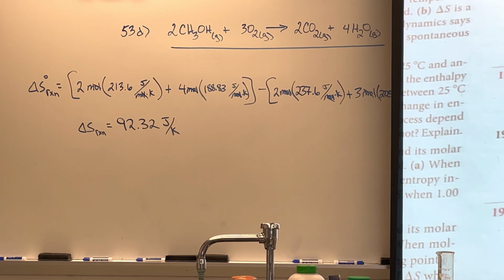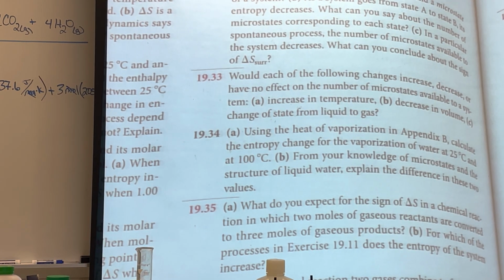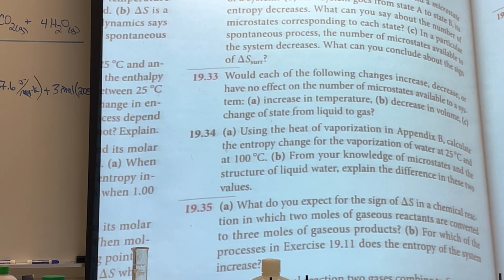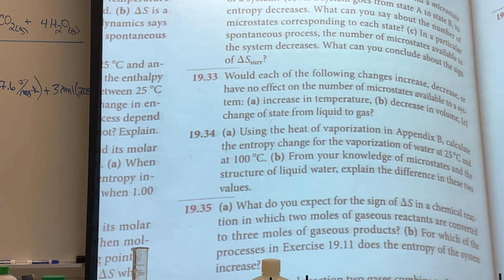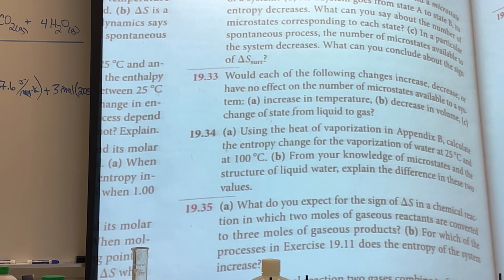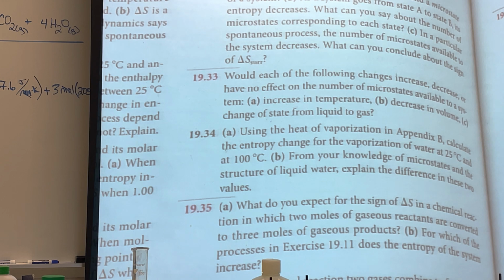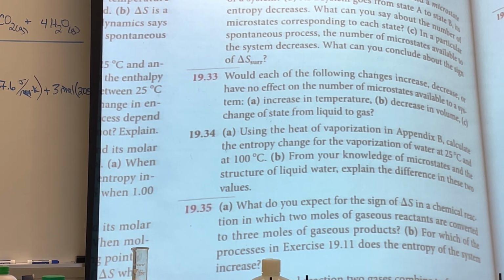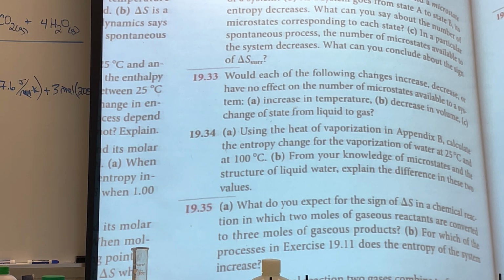Okay, so if you just put it into a smaller volume, okay, what do we think? I mean, are we going to change the number of particles in there or anything? Not really. So it's really not going to have any effect at all. And a change of state from liquid to a gas is going to increase. Okay? What if I dissolve sugar into water? Does entropy increase or decrease?